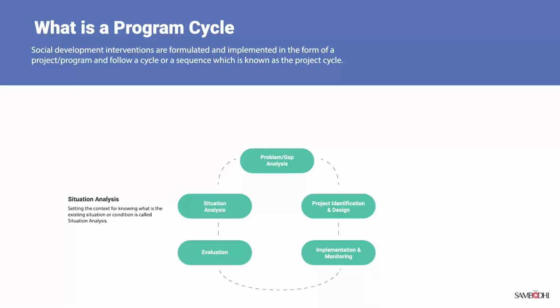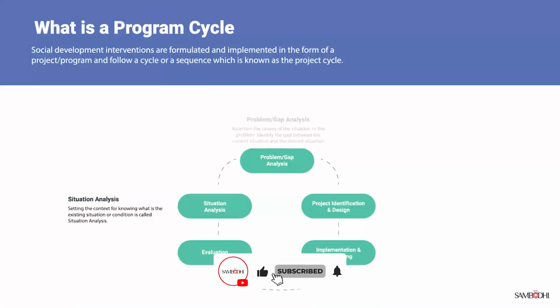It is a critical phase of the project management cycle that involves evaluating the internal and external factors that can affect the project's success. This analysis helps in identifying the strengths, weaknesses, opportunities, and threats of the project. Suppose a company is planning to launch a new product. In that case, a situation analysis can help identify the market demand, competition, and regulatory requirements that can affect the product's success. Next is problem gap analysis.